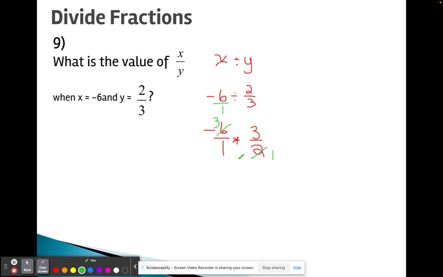Now I have a negative times a positive. That will give me a negative. 3 times 3 is 9. 1 times 1 is 1. Now, normally I tell you it's okay to keep an improper fraction, but this one, 9 over 1, is just -9. It's an integer, so I would change that one.